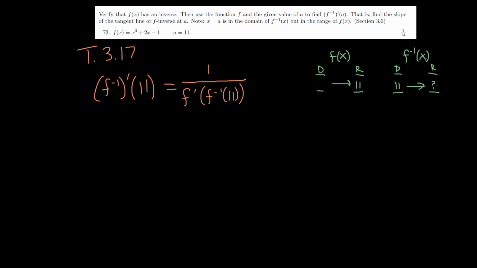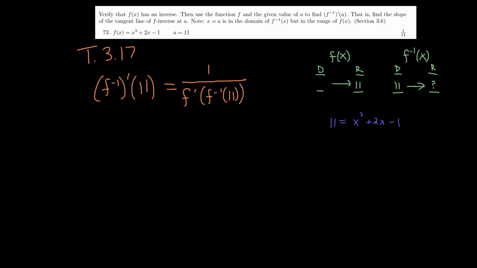11 in the range of the original function means solve this equation for x to find the missing piece here: 11 equals x cubed plus 2x minus 1. Now, of course, if the answer was hard to get in this situation, we would have to use things like the remainder theorem and polynomial division, synthetic division, to find the answer for x. That is, we would set it equal to 0 and factor it. But I think we can figure this out pretty easily by just testing out a few values.